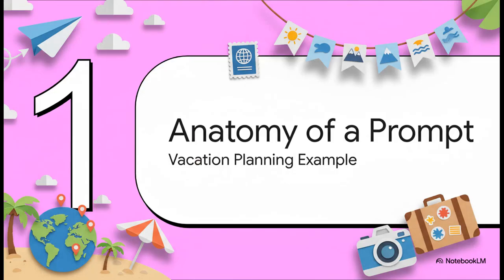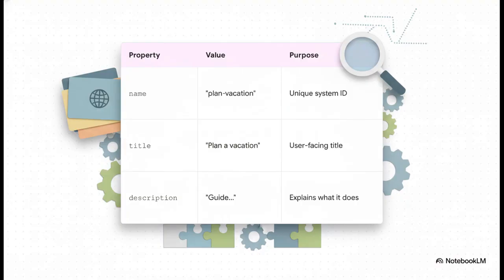To make this feel a bit more real, let's break down the anatomy of a prompt. We'll use a simple, really practical example that I think we can all get behind. Planning a vacation. Okay, so every prompt kicks off with some basic information. You've got the name, something like plan vacation, which is its unique ID for the system to find it. Then there's the title, that's the human-friendly name you and I would actually see on a screen. And of course, the description, which tells the user exactly what this tool is built to do. See? Simple, clean, and totally organized.